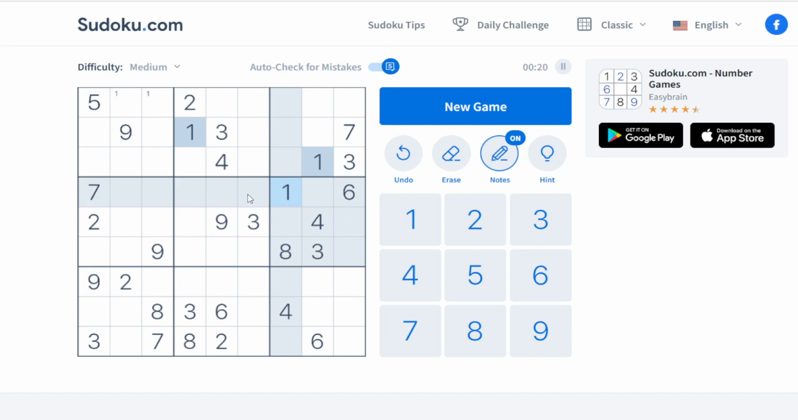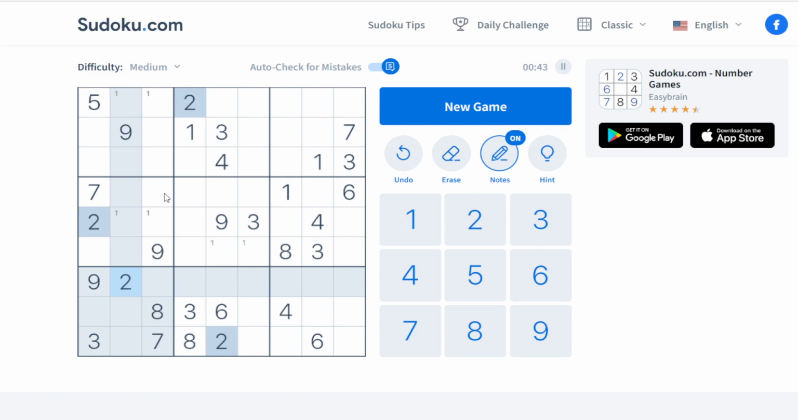We can also tell that the 1 cannot be here nor here, therefore it must be in this row. And if that's the case, the 1 must be in this row. I don't think we can make any other conclusions for now, so I will just move on.